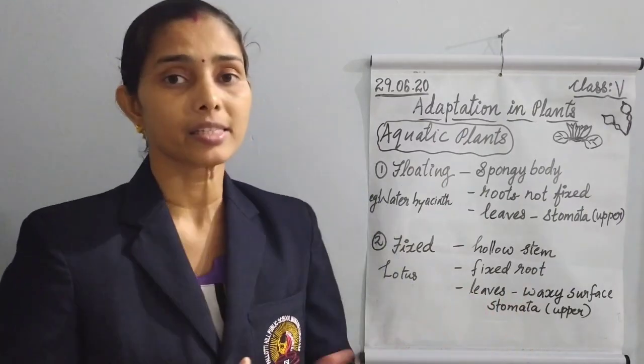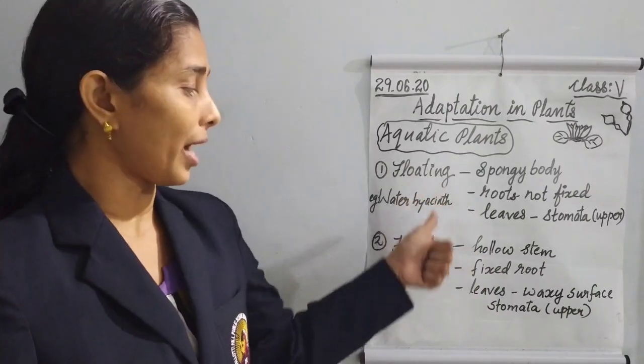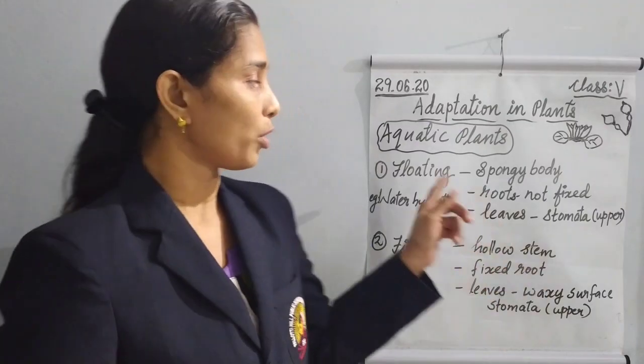Then fixed plants, and one more category. What is that? Underwater plants. Okay. Floating plants, fixed plants, and underwater plants. Floating plants float on the water.